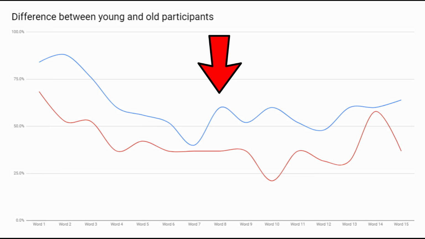When you look at the 8th word, where the second primacy effect occurred, you can see that the older group has no increase there, while the younger group has a huge increase. It is possible that the younger group applies the strategy of grouping the words more, leading to this difference.